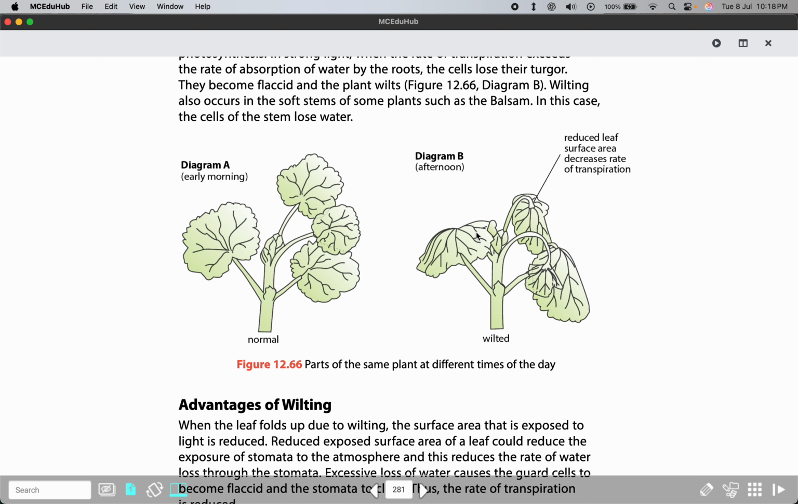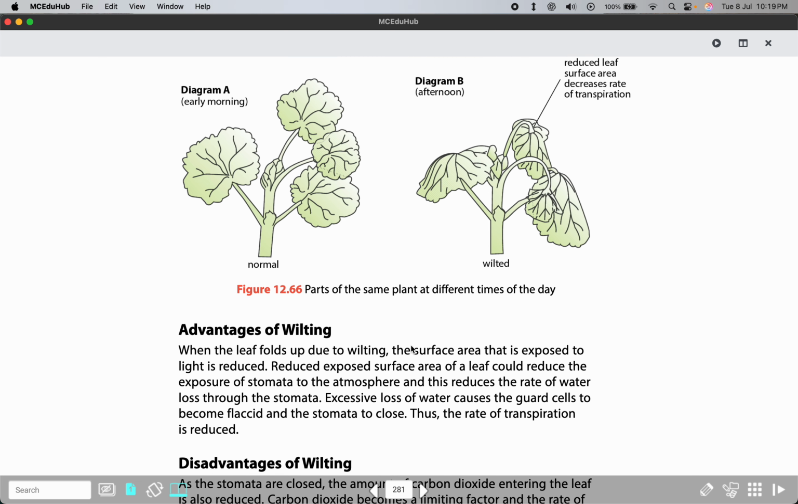Okay, so there's an advantage of wilting. It's not actually a bad thing. When the plant wilts, there's a reduced leaf surface area, and that will decrease the rate of transpiration. Remember that water is very important for the plant also, and so it cannot lose too much water, if not it will completely die. So this is a strategy for it to reduce the surface area that's exposed to light. When it reduces the surface area, it reduces the amount of exposure of stomata to the atmosphere and reduces the rate of water loss through the stomata. This excessive loss of water causes the guard cells to become flaccid and the stomata to close. So overall, the rate of transpiration is reduced. This helps to save the water that's in the plant.